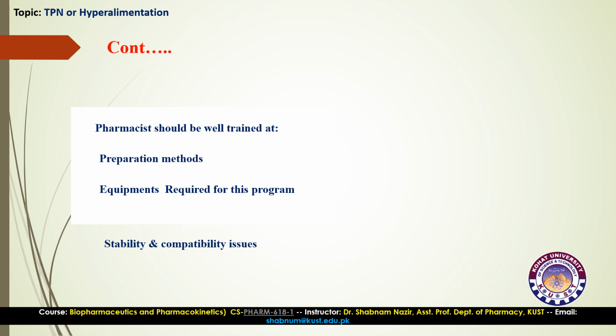Moreover, the pharmacist must be well aware of the compatibility patterns between the various ingredients of a TPN. As we just discussed, there are various nutritional ingredients within a TPN like dextrose, amino acid, lipids and electrolytes as well. So these ingredients, if not mixed in a proper order, might cause compatibility issues. So the ingredients would get destabilized. This might lead to deterioration or degradation.